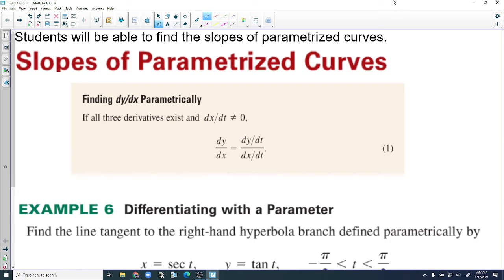All right, pretty straightforward today. Students will be able to find the slopes of parametrized curves. So, slopes of parametrized curves.